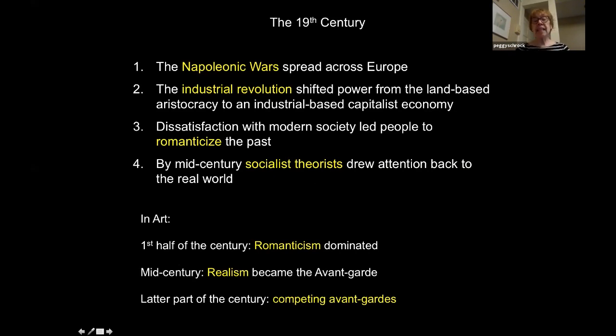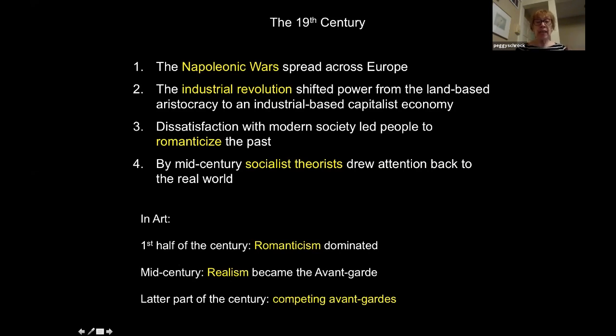And then by mid-century, the socialist position, that's when they have the socialist revolution. The main thing that's going to do is draw attention back to the real world. This is when it becomes irresponsible to be a romantic. Because you're escaping and you're ignoring the realities of the real world. So we'll follow that. As I said, the first half dominated by romanticism.